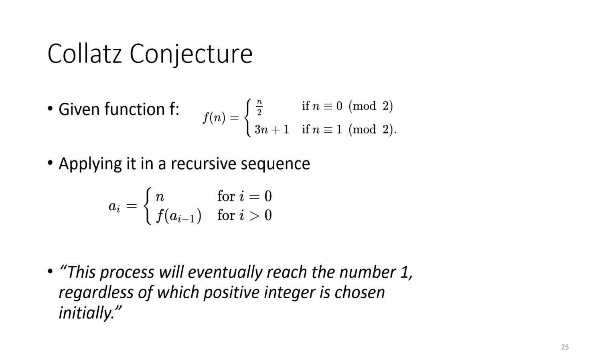So let's take number 3. 3 is odd, so we have 3 times 3 plus 1, which is 10. Now, 10 is not yet at 1, right? So let's take 10 and apply the function again. What number do we get applying this function to 10? 5. Okay. Let's apply the function again to 5. What number do we get? 16. Let's apply that function again. What number do we get? 8. Let's apply it again. 4. Let's apply it again. 2, 1.